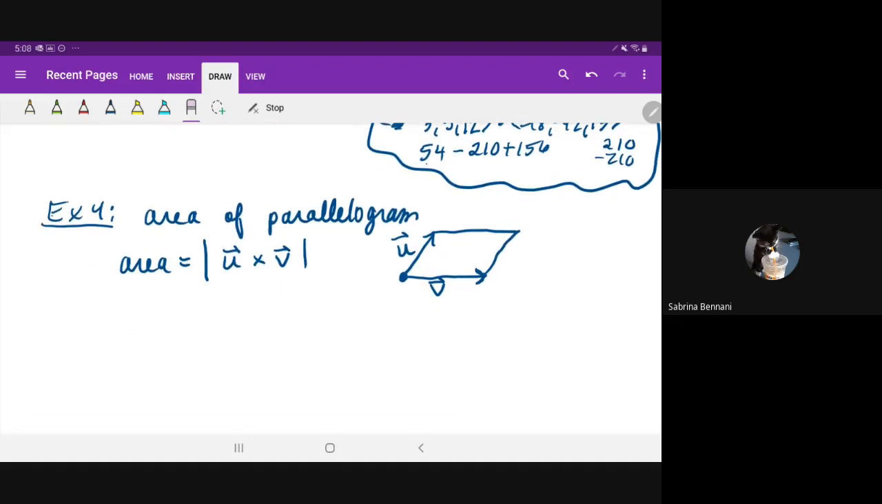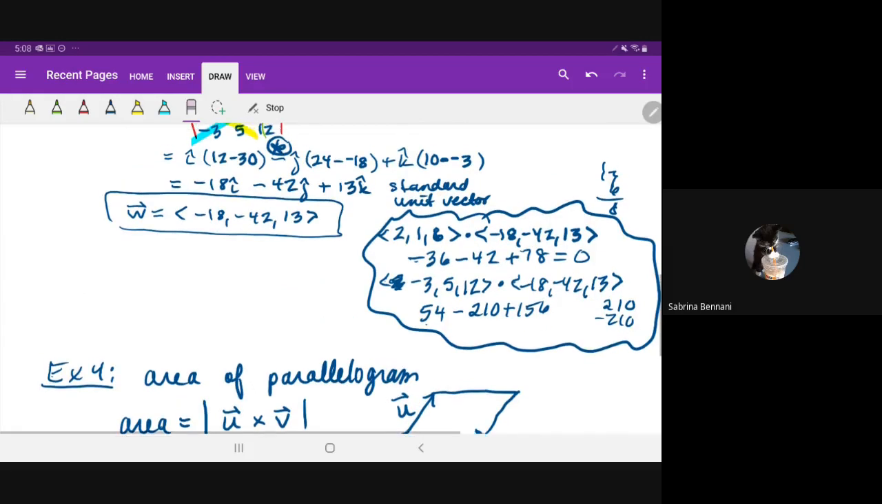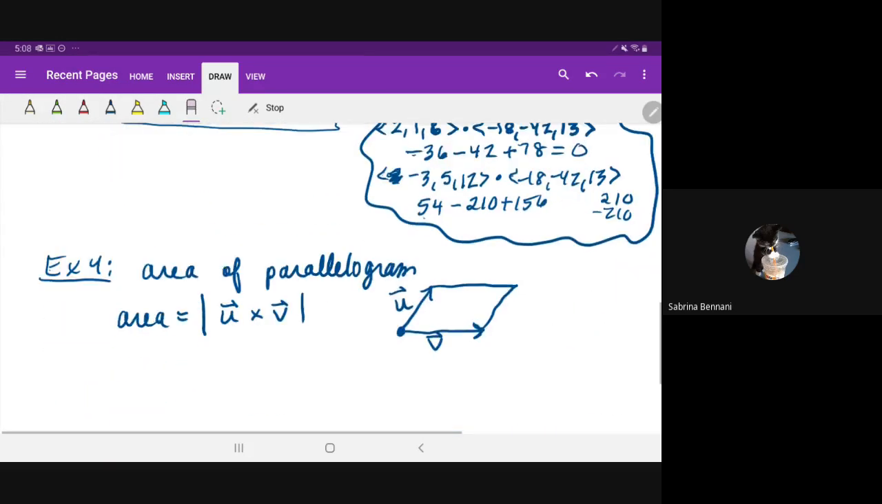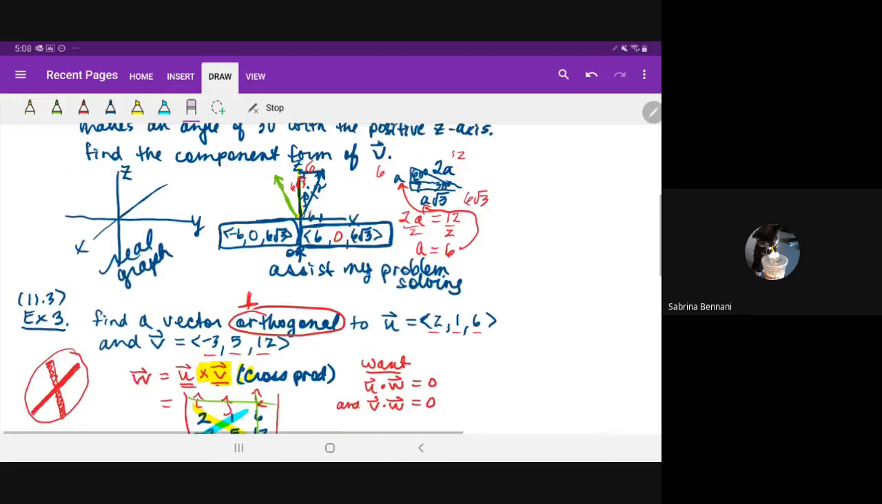Anyone know what a cross product gives you? Does a cross product give you a vector or does it give you a number? Vector. A vector, okay. Now I appreciate the person who's talking, but some of the rest of you guys could talk too if you wanted.